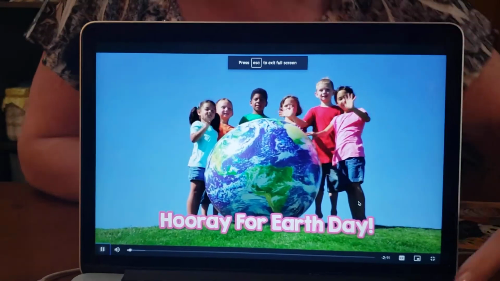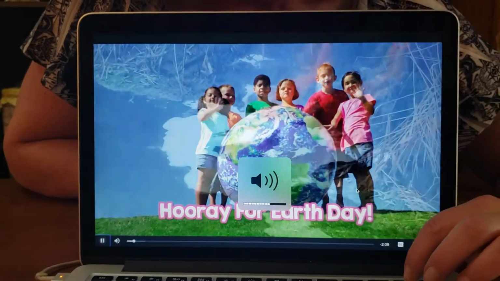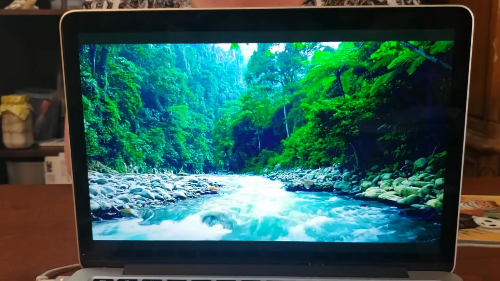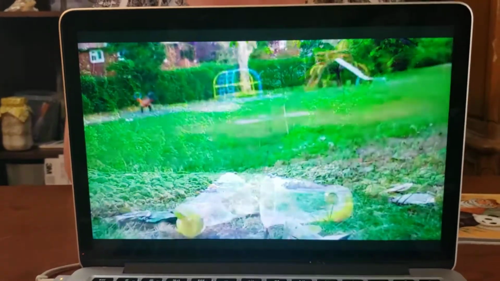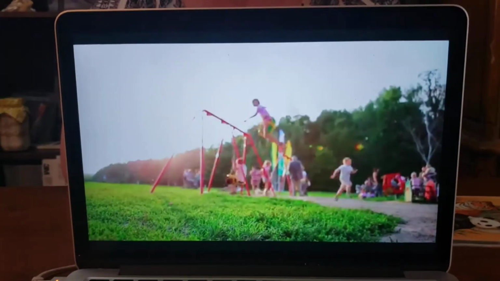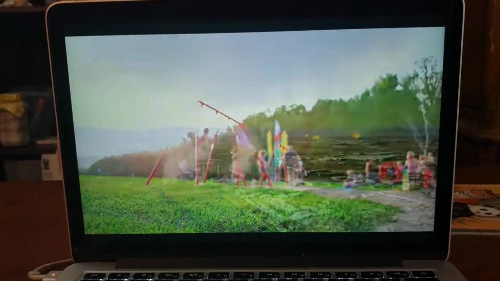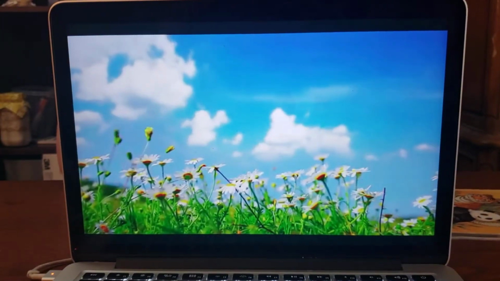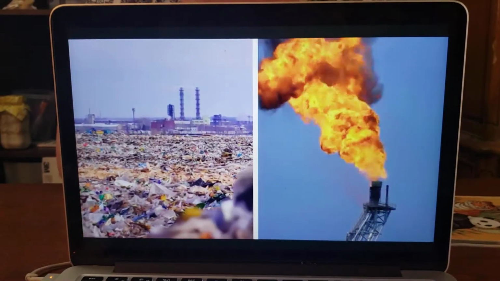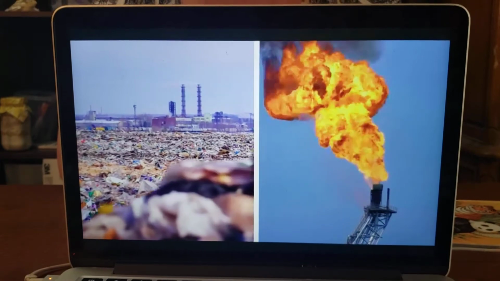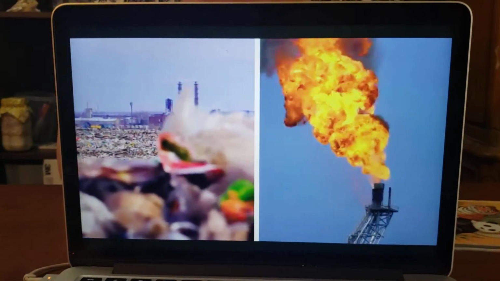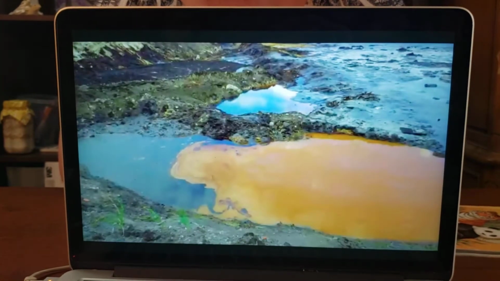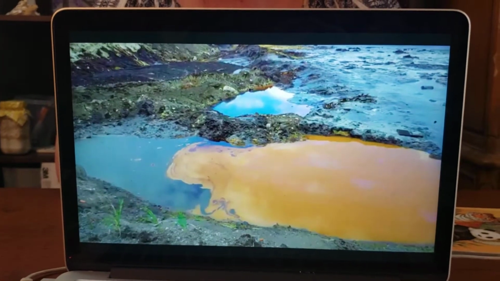Hooray for Earth Day! In your town, would you rather have this river or this one? Would you rather have this playground or this one? Would you rather breathe this air or this air? Believe it or not, in the past there were no rules or laws about keeping the earth clean. People could litter anywhere they wanted, and dangerous chemicals could be poured into rivers and streams.